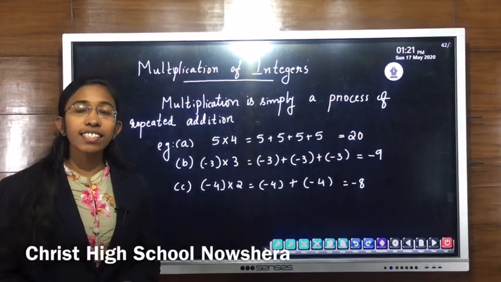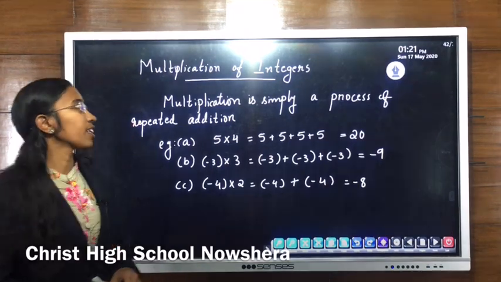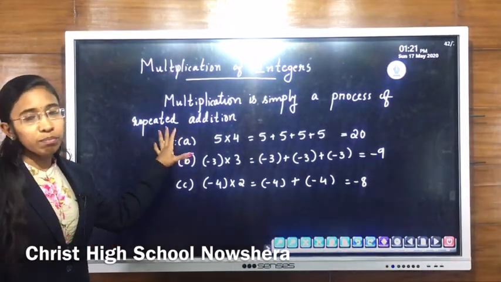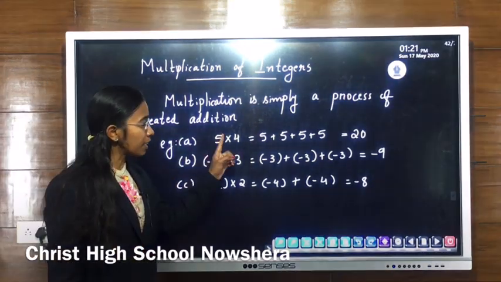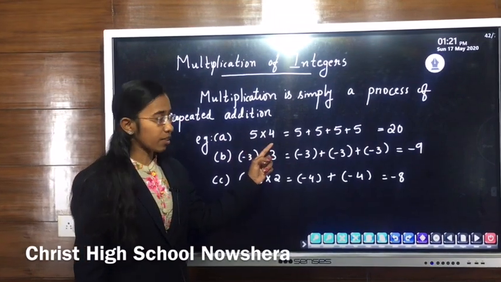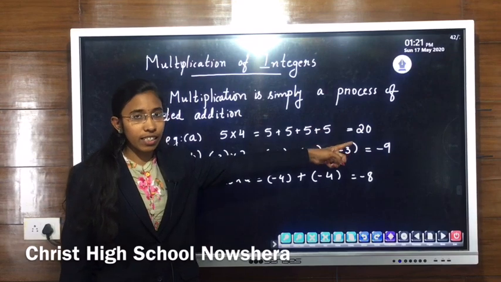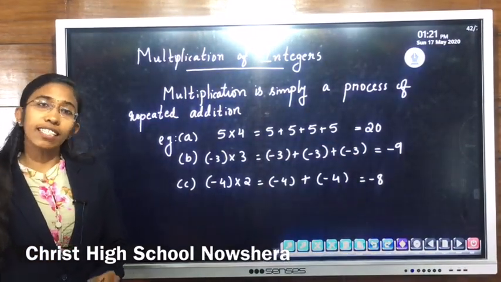Multiplication of integers and properties of multiplication of integers. Multiplication means a process of repeated addition. Some examples: 5 multiplied by 4 means we are adding 5, 4 times. 5 plus 5 plus 5 plus 5, the answer is 20. Which means multiplication is repeated addition.